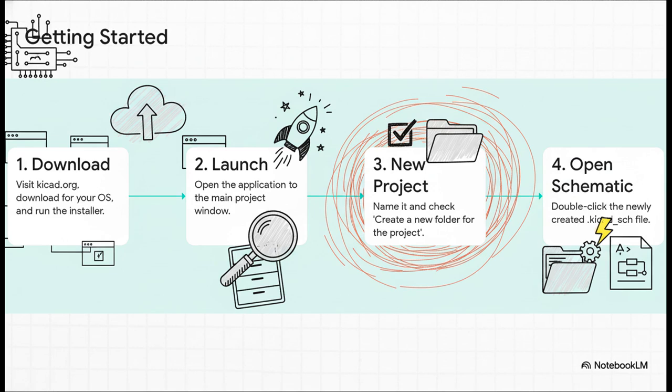But let me give you your first pro tip. And seriously, trust me on this. When you create your new project, always check that little box that says create a new folder for the project. I know it seems small, but doing this one thing will save you a world of pain later. It keeps your schematic, your layout, everything all tucked away neatly in one place. Once you do that, just double-click that schematic file and we're off to the races.